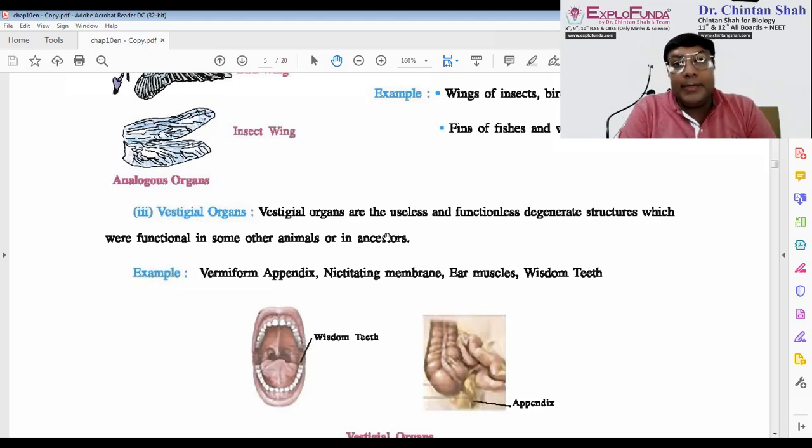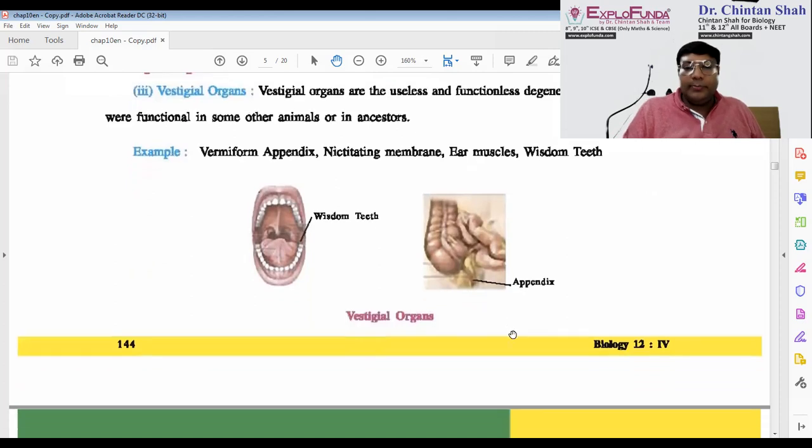So if they are not functioning, then why are they present? They are showing that our ancestors had a very big jaw. So it was something like this, and that's what the monkeys, chimpanzee, gorilla, and so on have. Amazing. The appendix is also showing that yes, we had a tail. So the vermiform appendix, nictitating membrane, ear muscles, and wisdom teeth are all the examples I just told you.